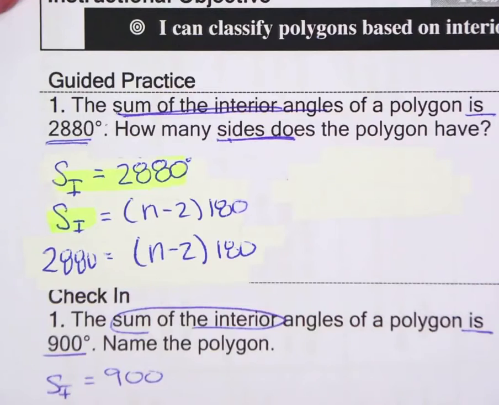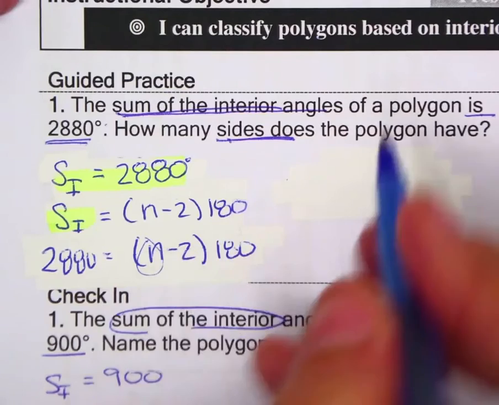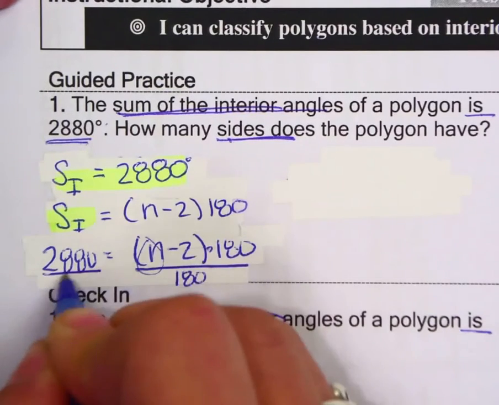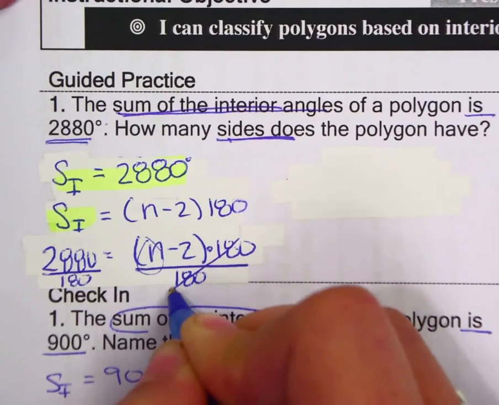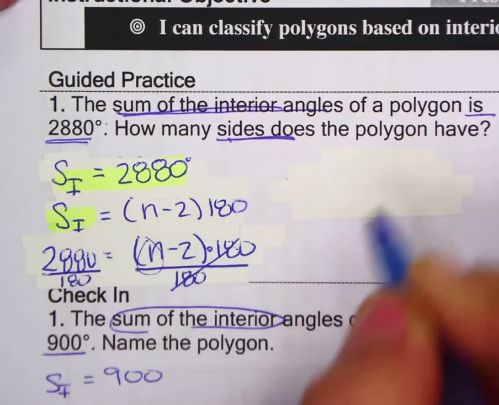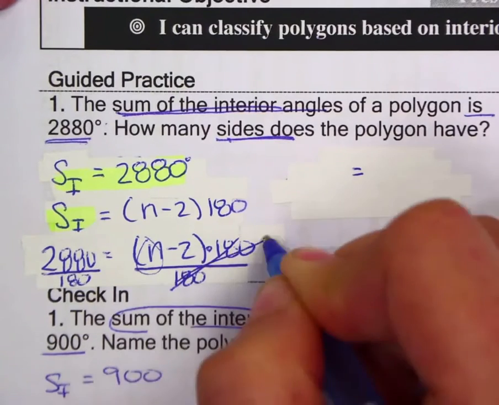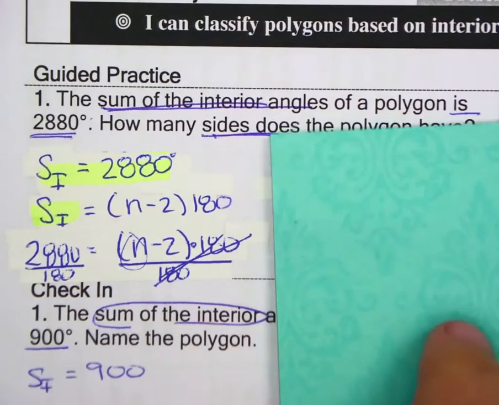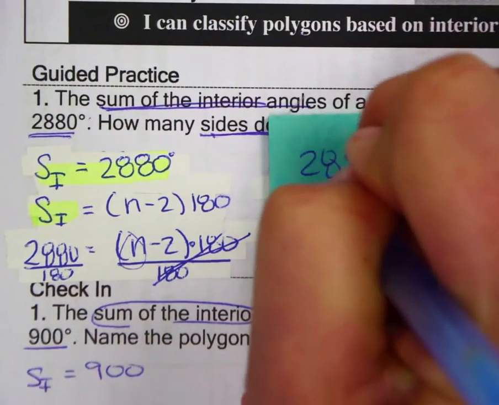So now we need to isolate n, and we could distribute the 180 in there, but instead I'm going to choose to divide both sides by 180, because this is a quantity times 180, so it will reduce. I'm going to go to this side and do some scratch work, but 2,880 divided by 180 will equal n minus 2. So let me show you a little trick I use for reducing 2,880 divided by 180.